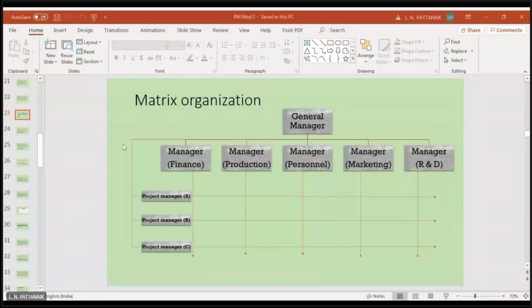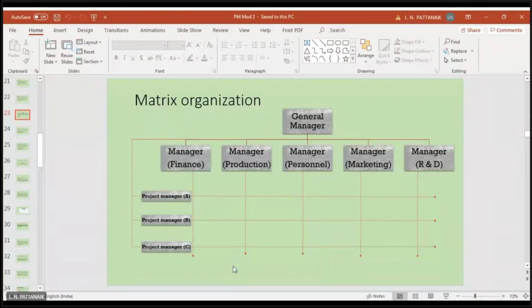Is it disconnected? Am I audible? Okay, I thought it was disconnected.